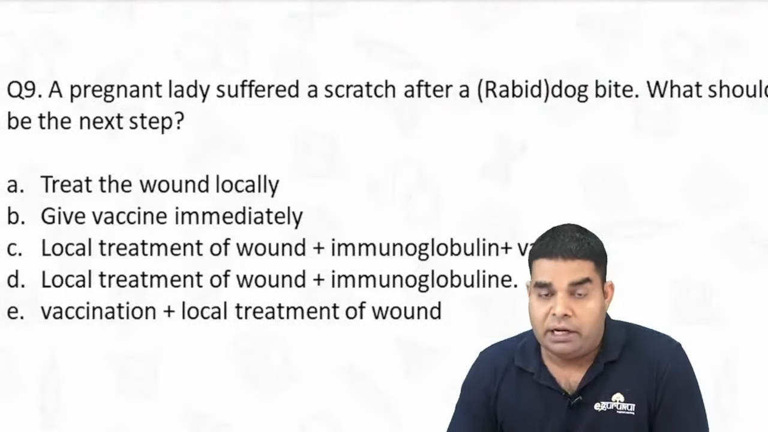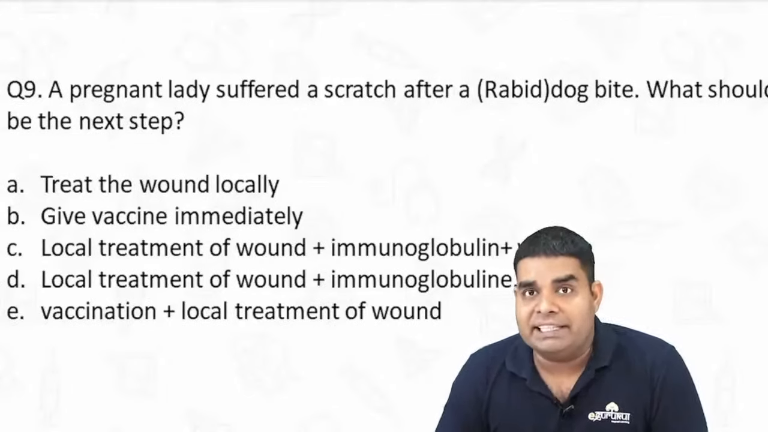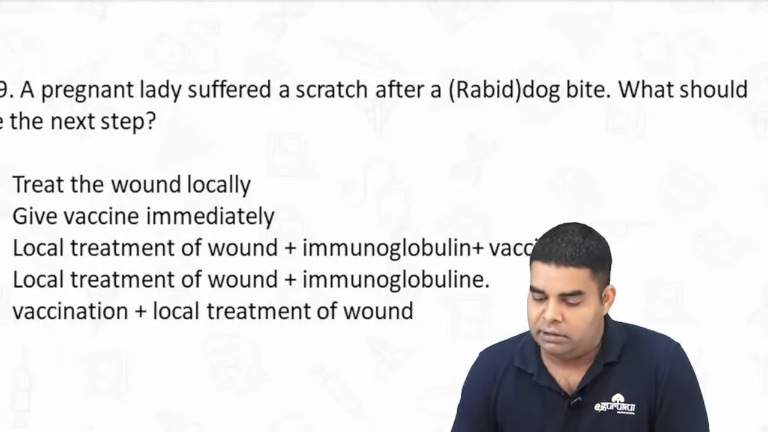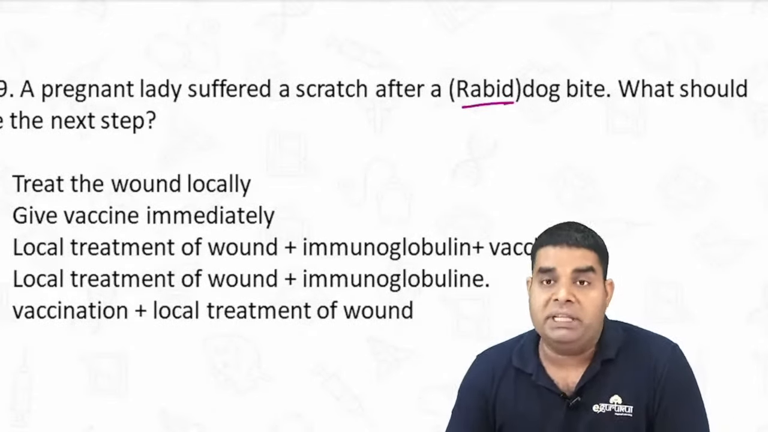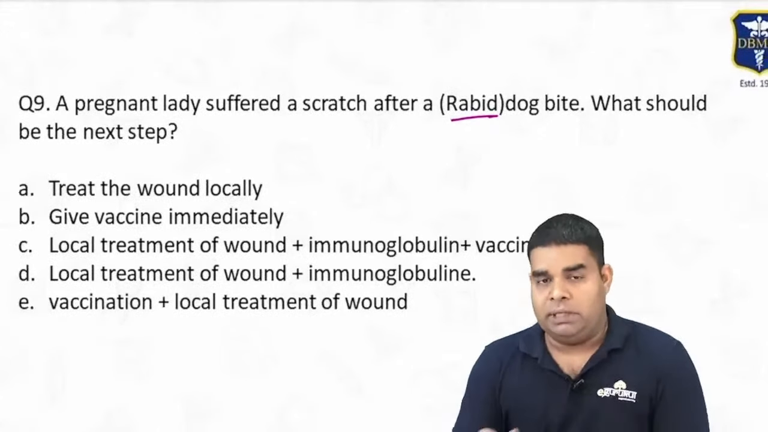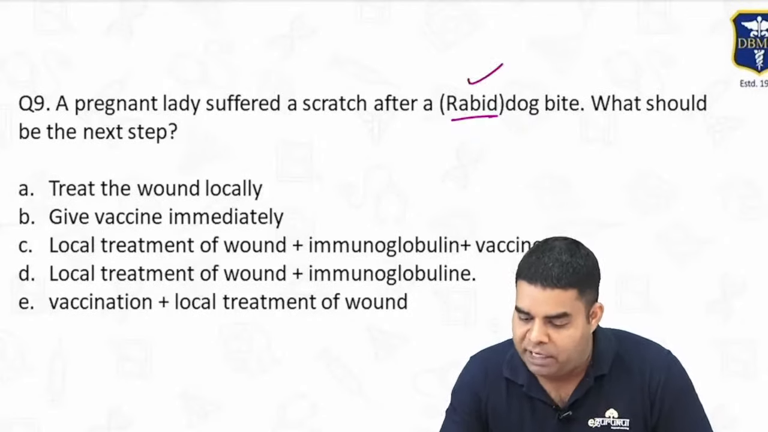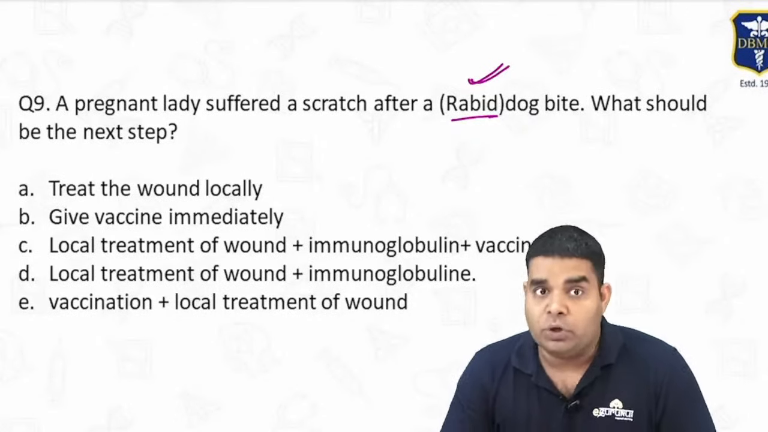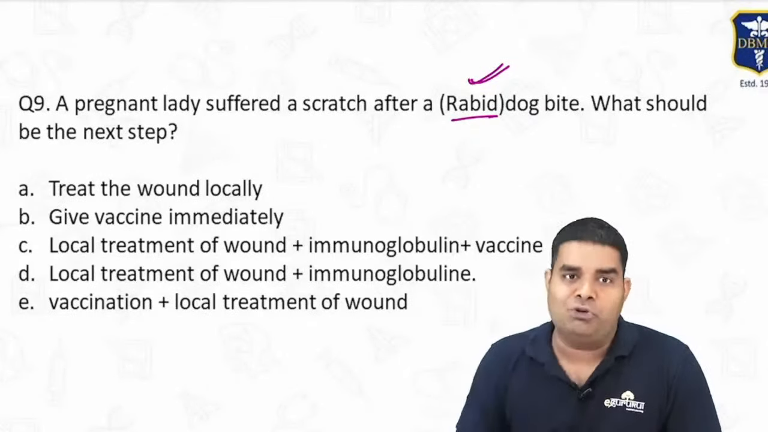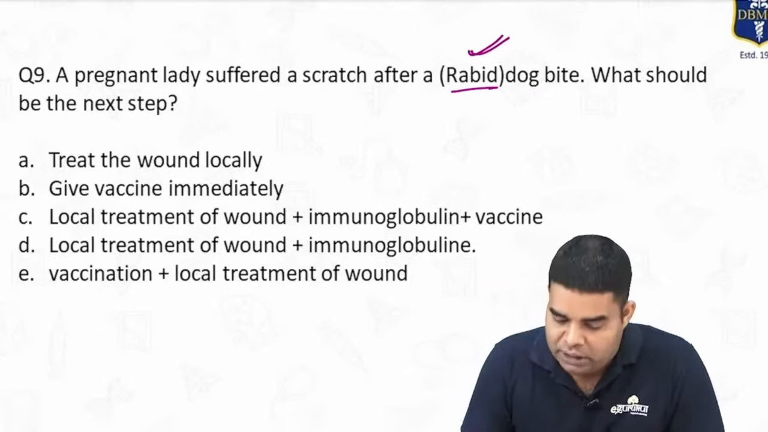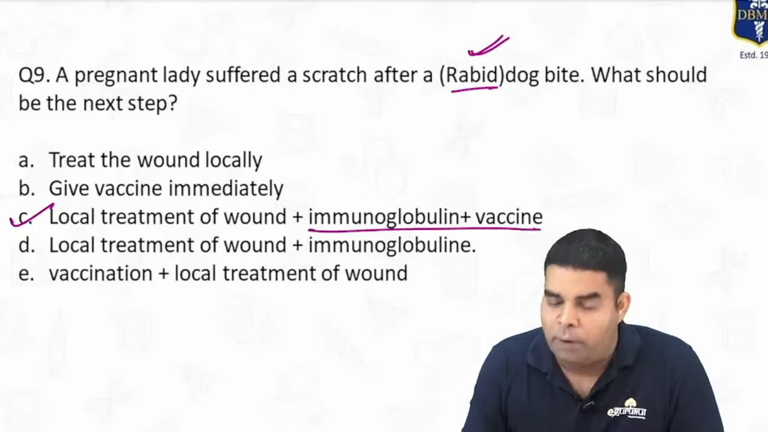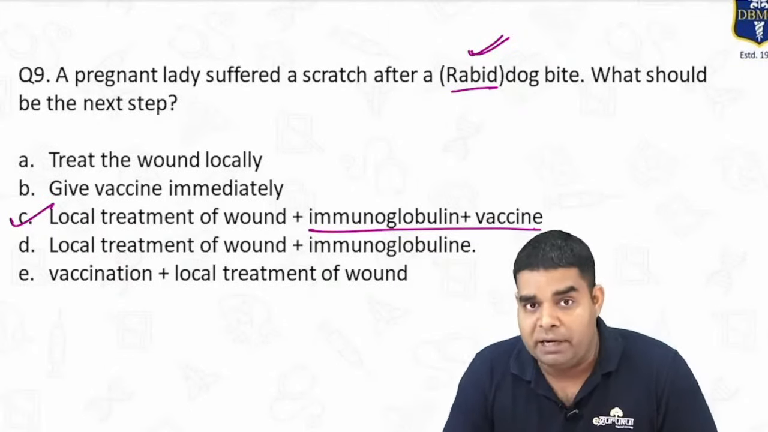Then there was a question that a pregnant lady suffered a scratch after a rabid dog bite. What should be the next step? So there are 2 groups of people. One group of students are saying that rabid was given in the question. So if the word rabid is used in the question, then we have to use local treatment plus immunoglobulin plus vaccine.